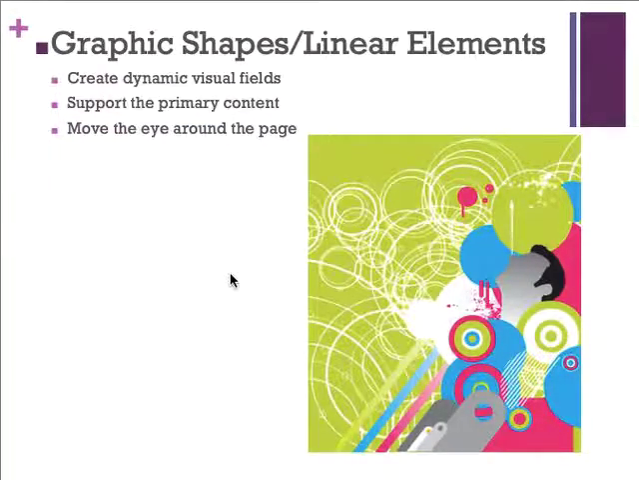Then graphic shapes and linear elements. These help to create a dynamic visual field. So you can put some graphic shapes to fill up space and help move the eye around the page. It also can support that primary content. You might have actual literal photos in here, but the graphic shapes can help direct the eye and also add some more interesting design to it.